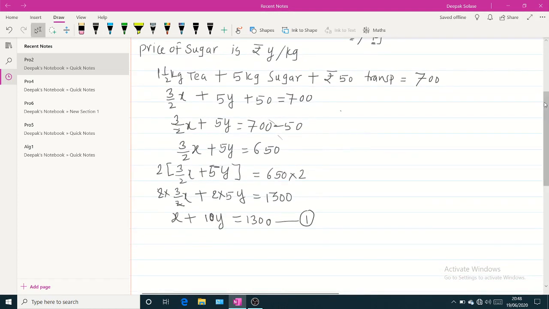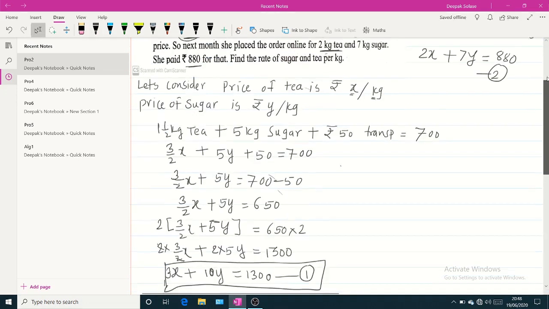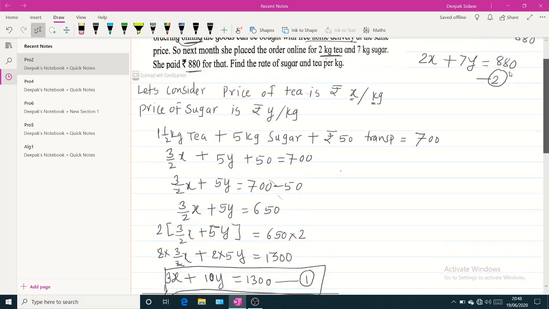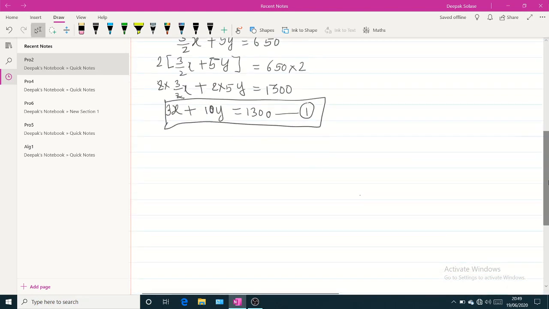Which equation am I talking about? This is equation 1, right? Equation 1 says 3x plus 10y is equal to 1300. And the second equation I'll write over here. What is the second equation? We got 2x plus 7y is equal to 880. So this is your second equation.